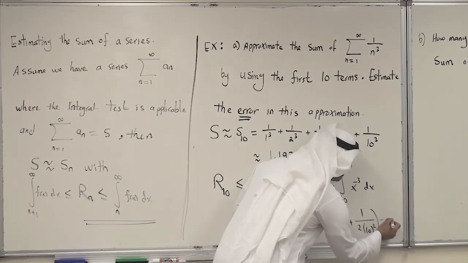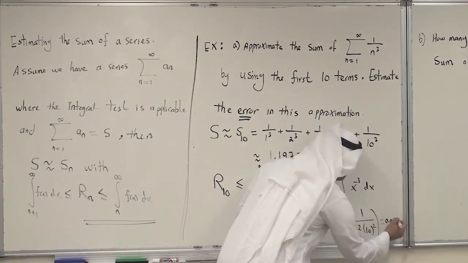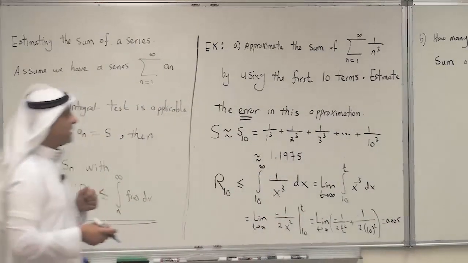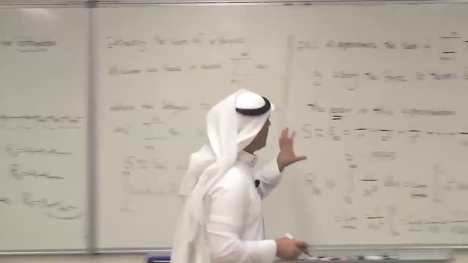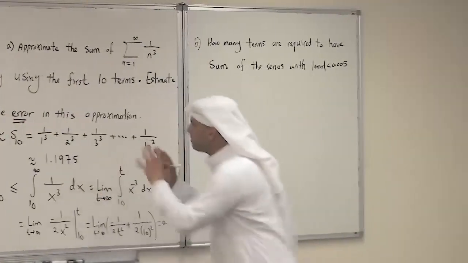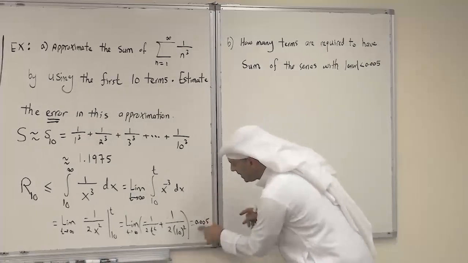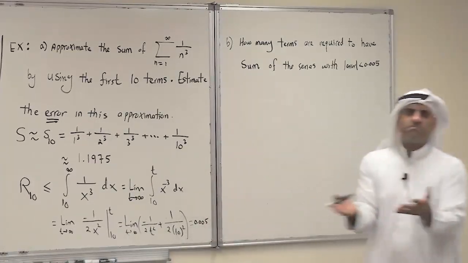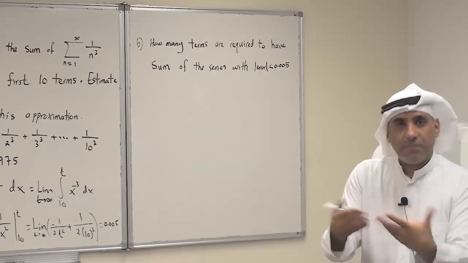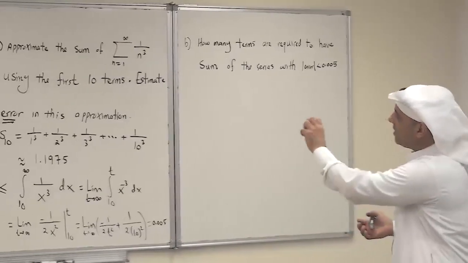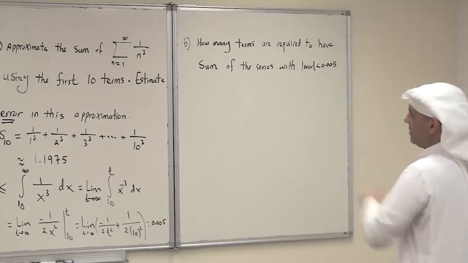So it is 0.005. That's the answer. You can check this one easily. Now, that's the first part. If we are adding 10 terms, we expect to have an error which is less than 0.005. So that's fine. So it seems this series is convergent and a little bit fast, okay? Because 10 terms will give us a good accuracy.